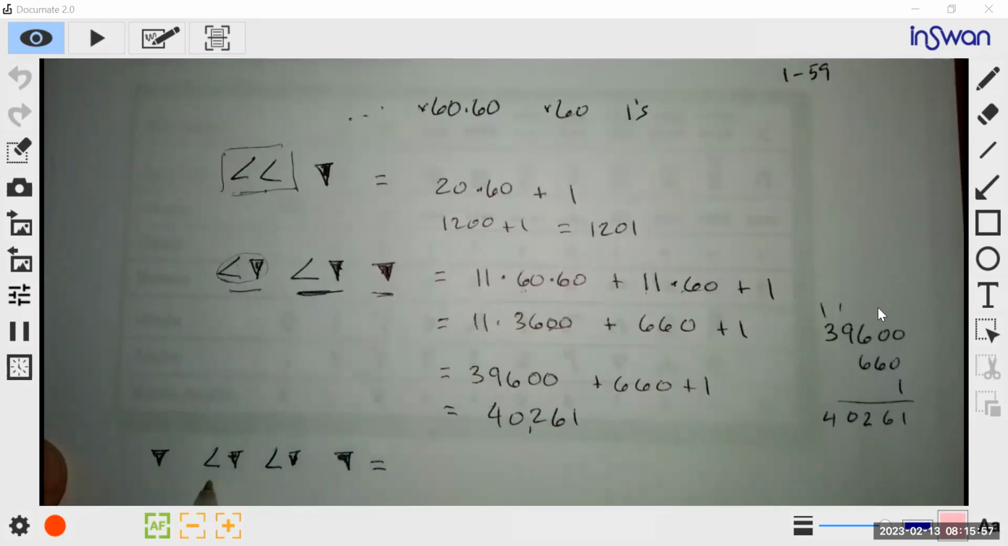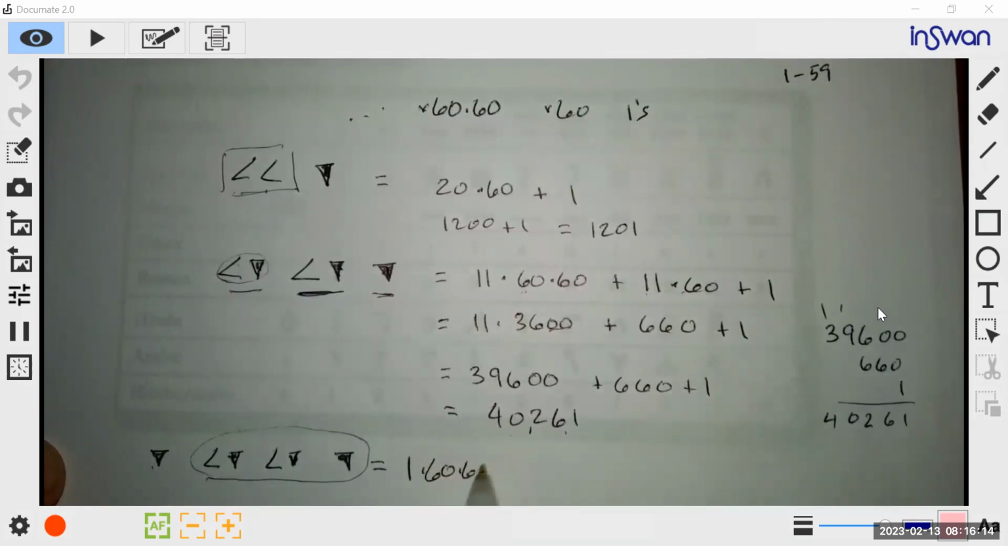We already know what this number is here. We just did that. So what do we have to add to it? The downward triangle is what? So 1. And how many 60s are multiplied? Yeah, so it's 60 times 60 times 60. All this stuff equals 4261.